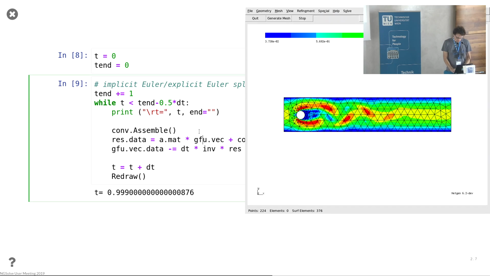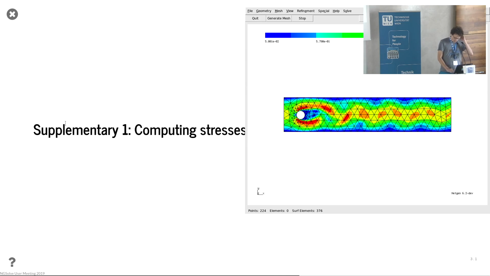Yeah, and then you could compute this for a longer time to get the very nice Kármán vortex street behind this circle. Okay. Any questions?